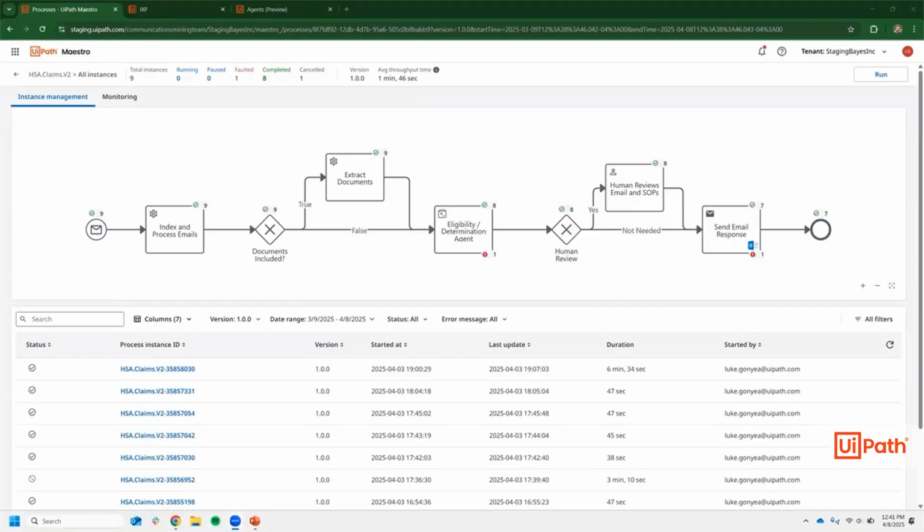For the live demonstration, I went ahead and I modeled the HSA inquiry workflow that I was showing on the presentation. At a high level, this process is going to include three main actors. Those actors are going to be the automations that index and extract information from the documents and from the emails.